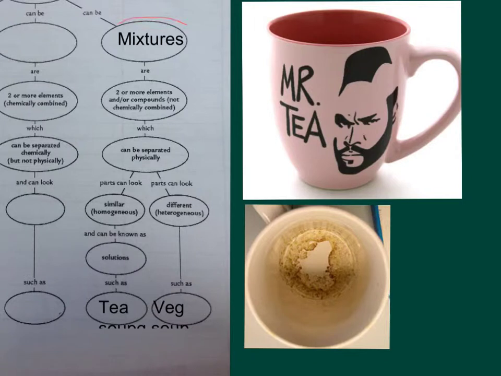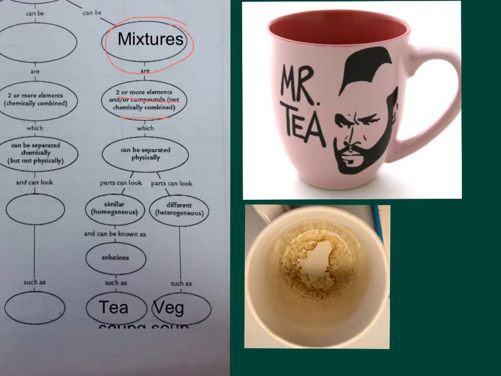Next up we have the mixtures, and there's 2 different types of mixtures. They're different from elements because they contain 2 or more elements. They're not pure. They're different from compounds because they are not chemically combined. And mixtures can be physically separated.